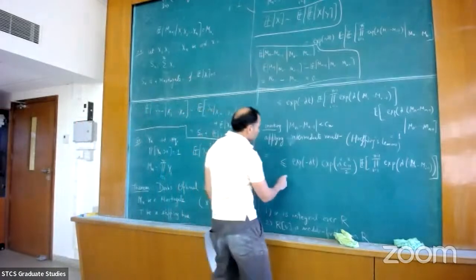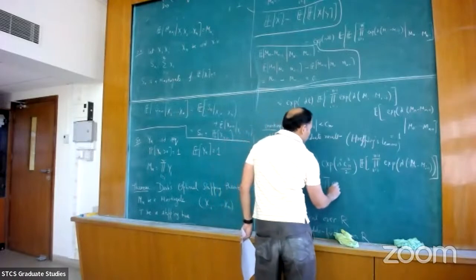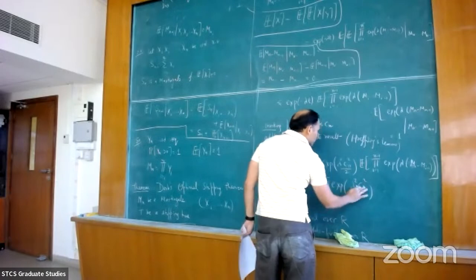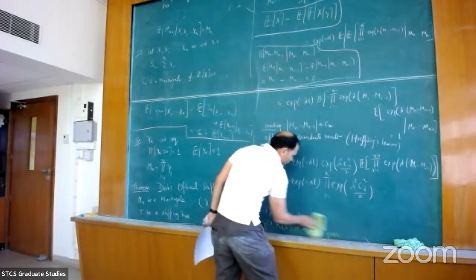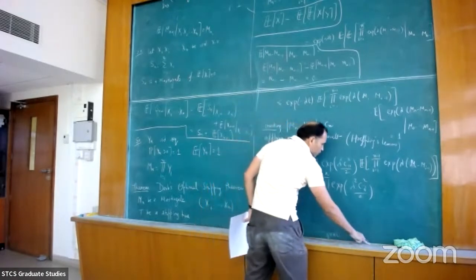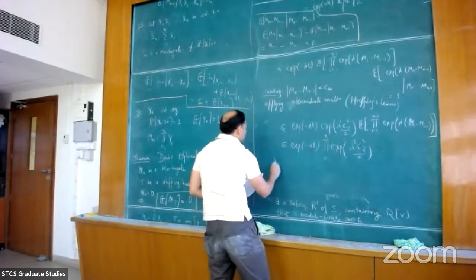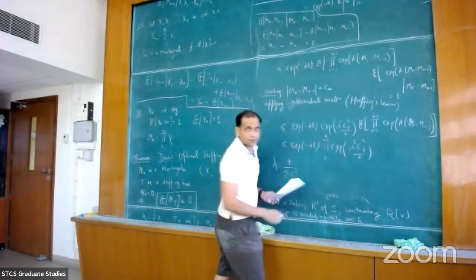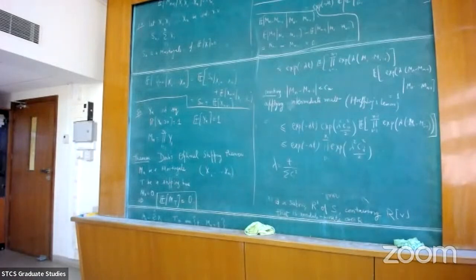When you do this progressively, you end up getting e to the minus lambda t times the product of exponential lambda squared C_i squared by 2. And then finally, I think you can optimize with respect to lambda, but we just put lambda equal to the following value. Lambda equal to t over the summation of C_i squared. And that gives you the bound. You can only do better by optimizing over lambda, but even this one particular value of lambda is fine.